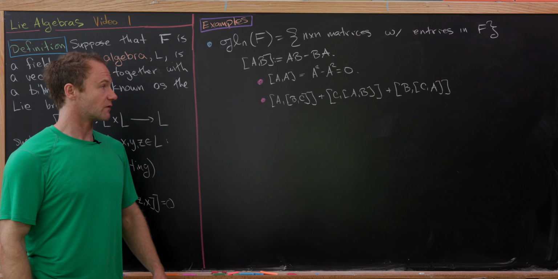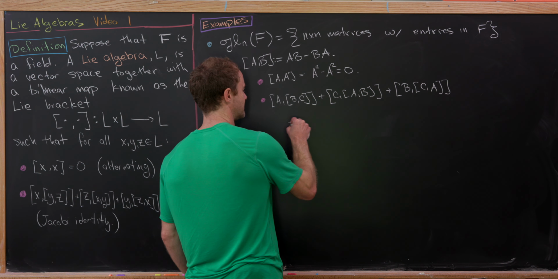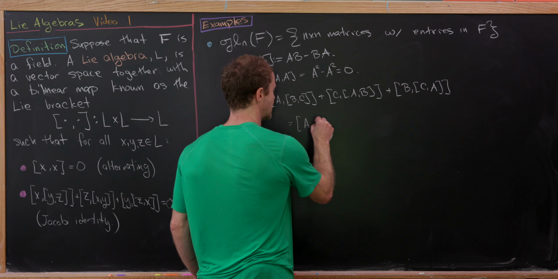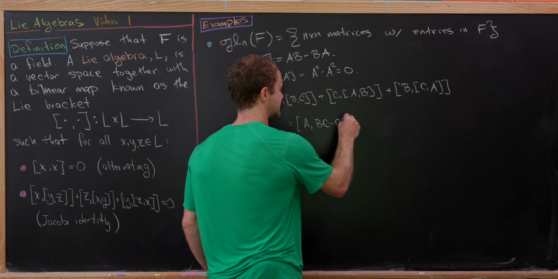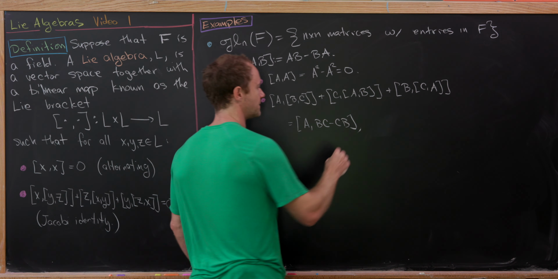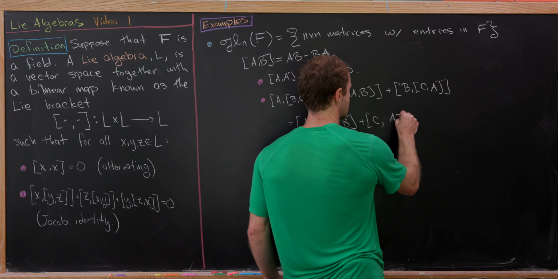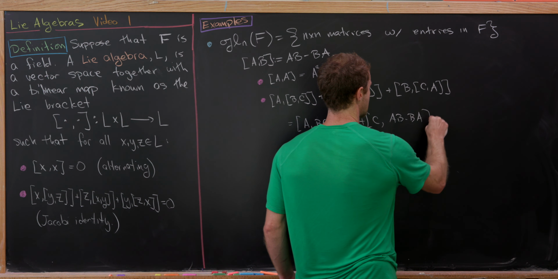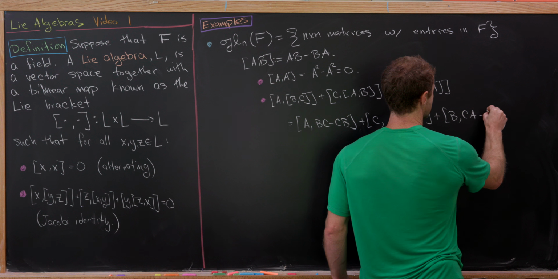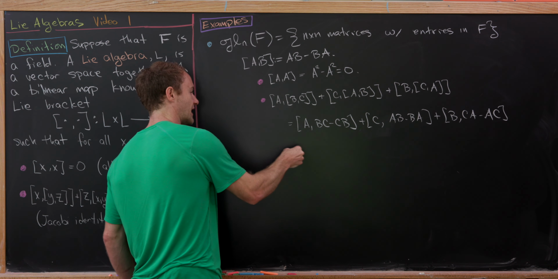And now let's unravel this second condition, this Jacobi identity, a bit at a time. So this will be bracket A with BC minus CB, expanding out this bracket BC. And then that'll be plus bracket of C with AB minus BA. And then finally plus bracket of B with CA minus AC. Great. And now let's apply that again.